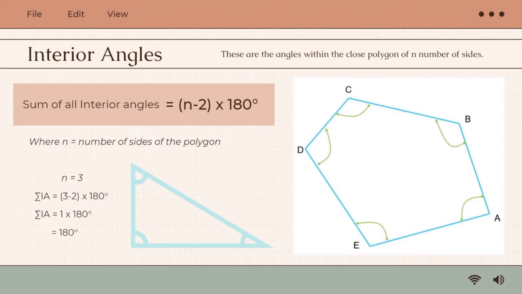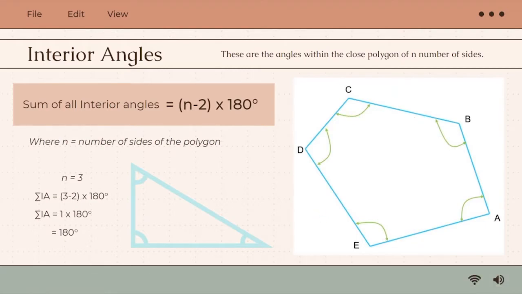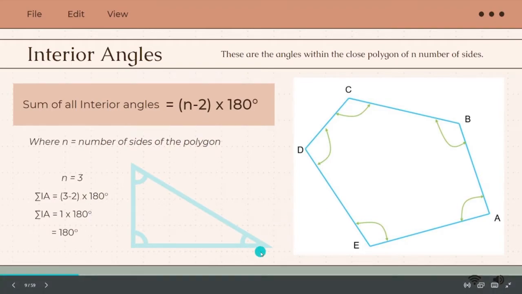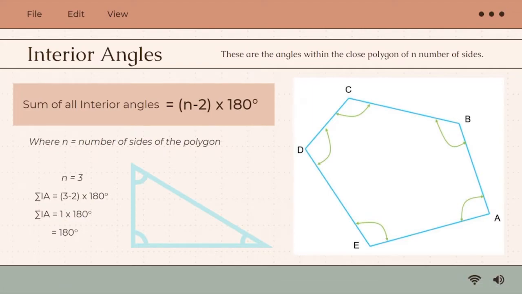Also, we can determine the summation of all interior angles by simply using the formula n minus 2 times 180 degrees, where n represents the number of sides of the polygon. In this example, we have 5 sides, so the value of n is 5. If we have a polygon of 3 sides, the value of n will be 3, and the total summation of the interior angle is 180 degrees, since 3 minus 2 is 1, and 1 times 180 degrees is equal to 180 degrees.